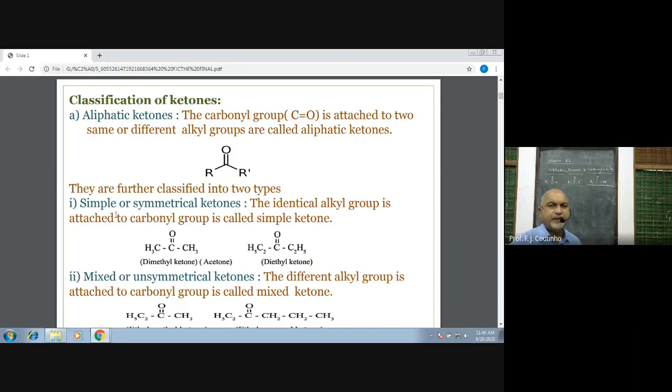First is simple. The other word for simple is symmetrical. From the word symmetrical itself, we know that both this R and R dash are same. They are identical. So what do you mean by simple? Simple and symmetrical means same. So it's a simple and symmetrical ketone. The identical alkyl groups attached to the carbonyl carbon is called a simple ketone.